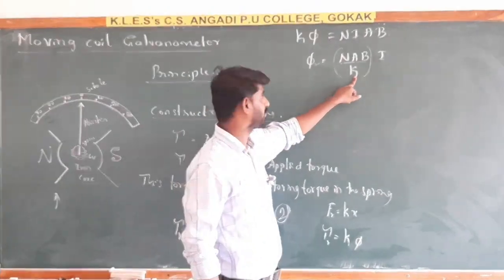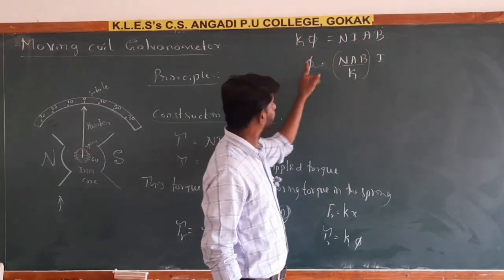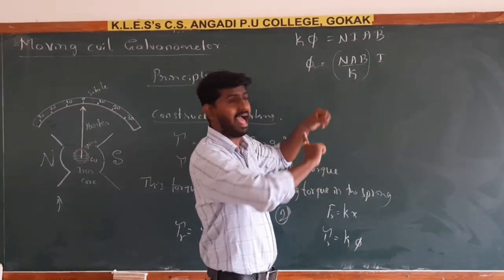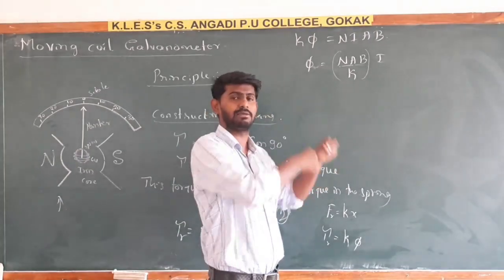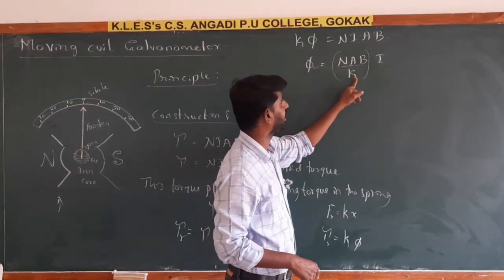K is the spring constant. Okay, I, you can vary the I. As you vary the I, this phi varies. What's the phi? Phi is the deflection in the galvanometer. Angular displacement of the coil is nothing but deflection. Okay, so deflection is equal to NAB by K into I.